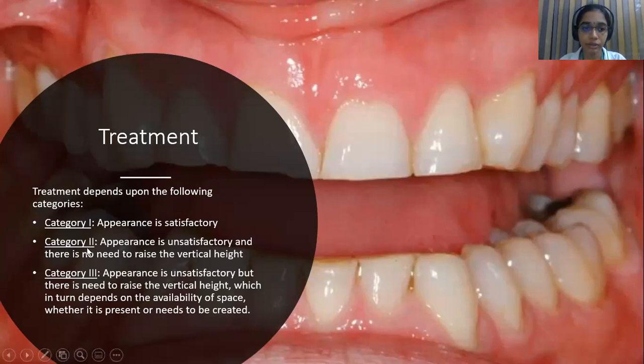Category 1, category 2, and category 3. Category 1, if the appearance is satisfactory. Category 2, if the appearance is unsatisfactory and there is no need to raise the vertical height. Category 3, the appearance is unsatisfactory and there is a need to raise the vertical height, which in turn depends on availability of space, whether it is present or it needs to be created.